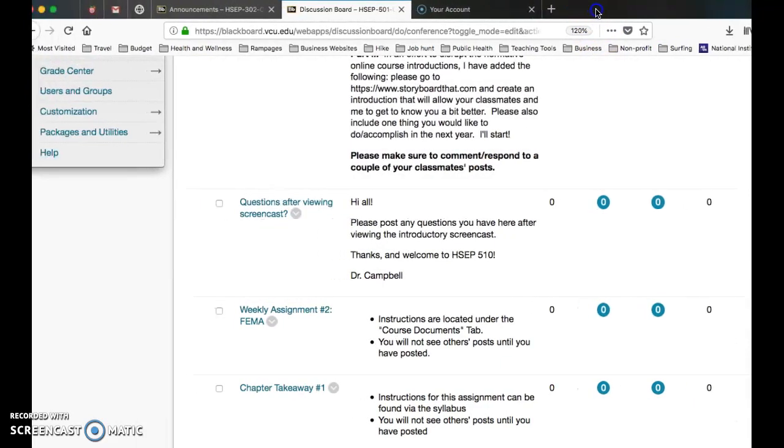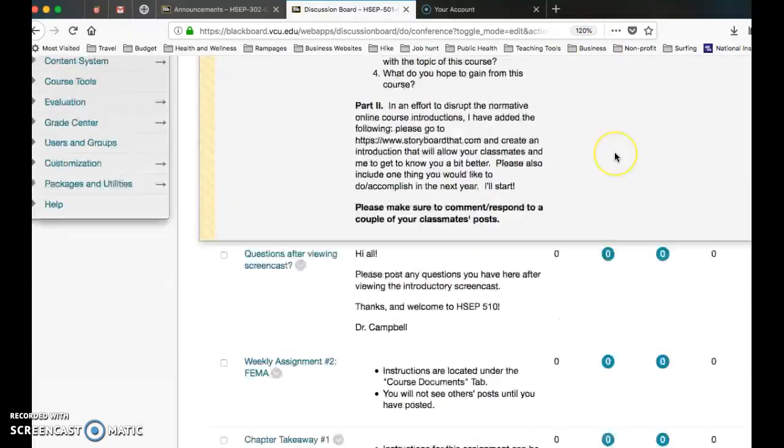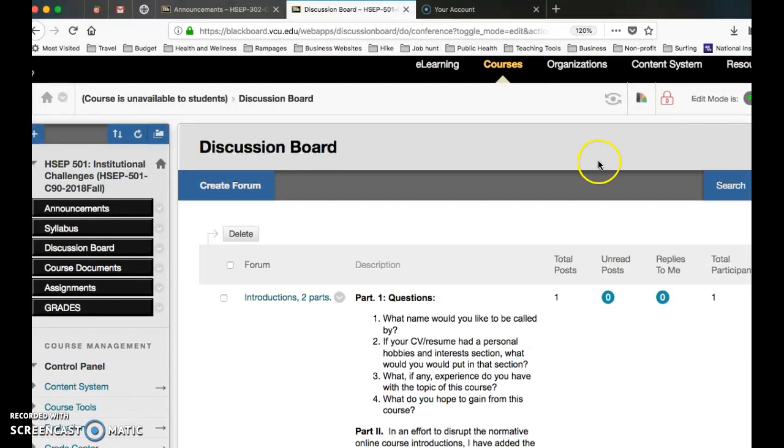Again, sans the Google document that you will have for next week. Also, a good thing to mention here is that assignments are due Wednesdays and Sundays. Some assignments, like your FEMA exercises, for example, are only due Sundays.